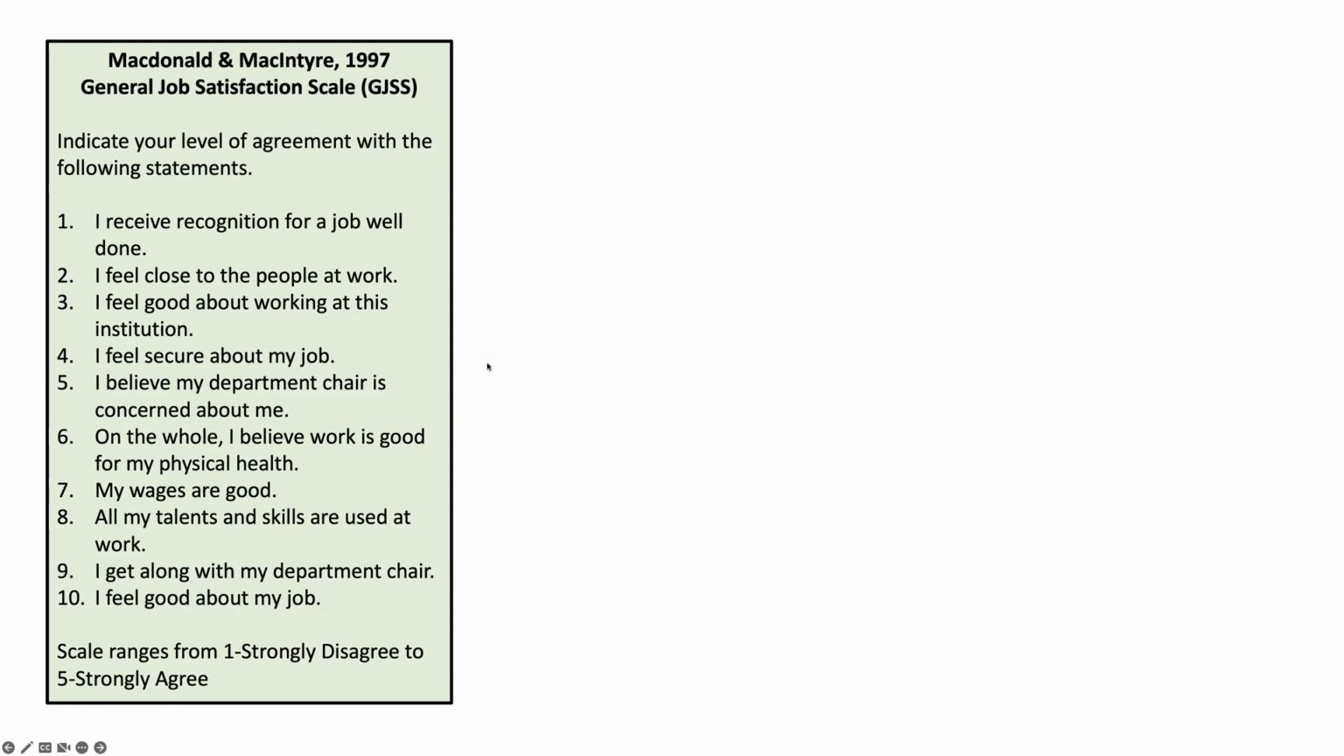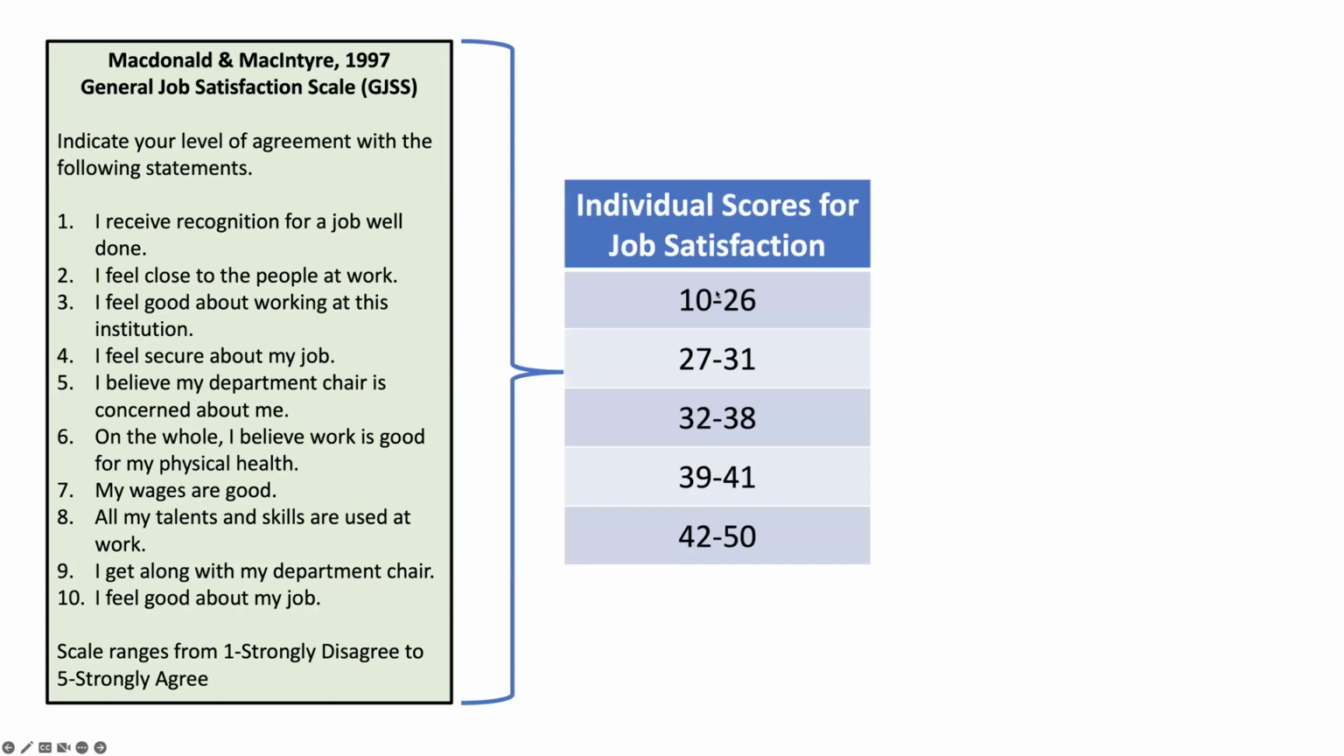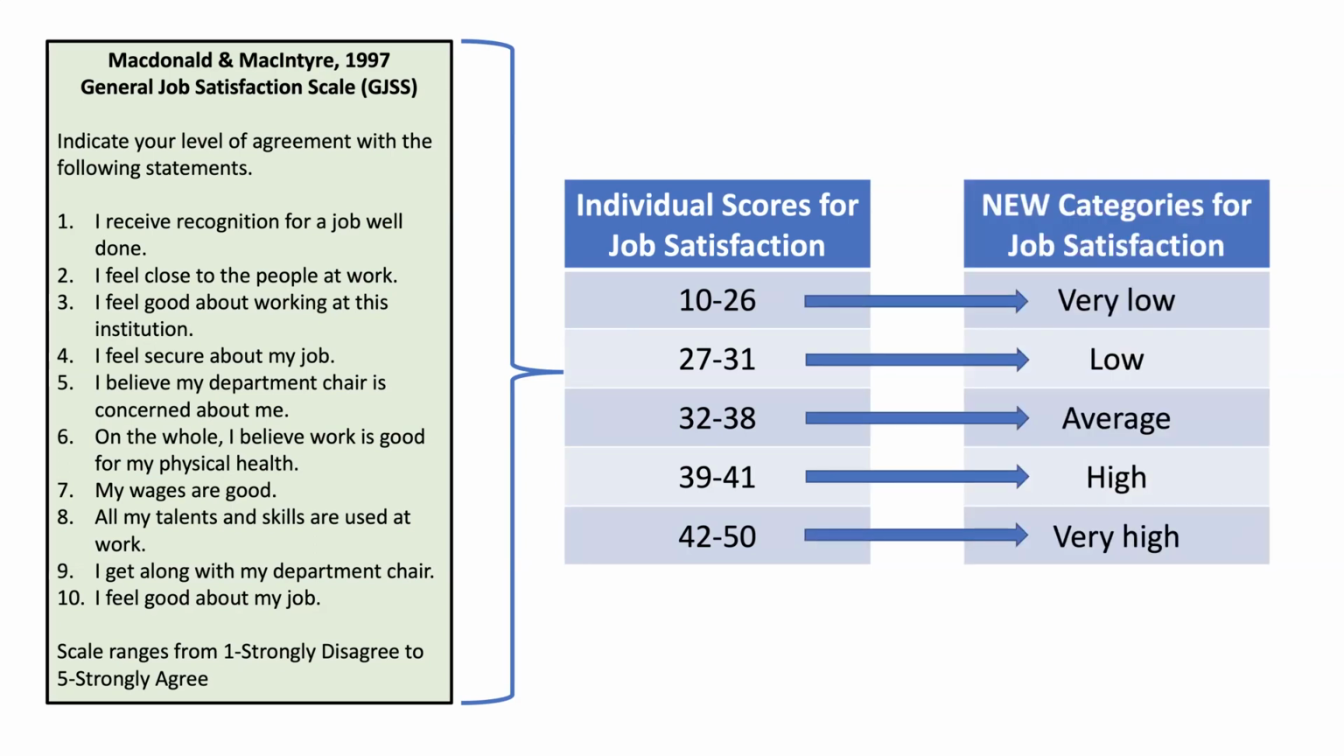So the way that this is set up, McDonald and McIntyre set up categories so that low satisfaction or very low job satisfaction had a certain number associated with it. So they said that 10 through 26 is very low job satisfaction. 27 through 31 is low. 32 through 38 is average. 39 through 41 is high. And 42 through 50 is very high.